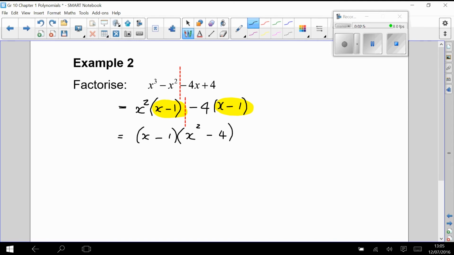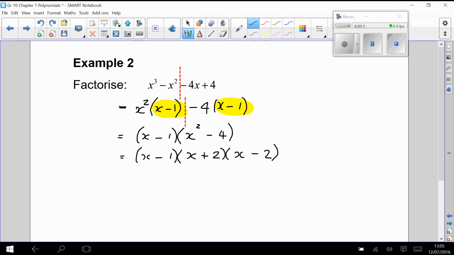Now you can see, even though at the beginning you couldn't really see how you were going to factorize this, x squared minus 4 is a difference of two squares, and so I can continue factorizing, and that becomes x minus 1, x plus 2, x minus 2.